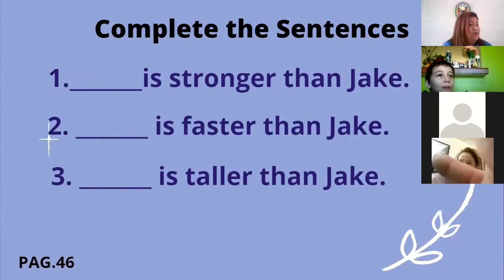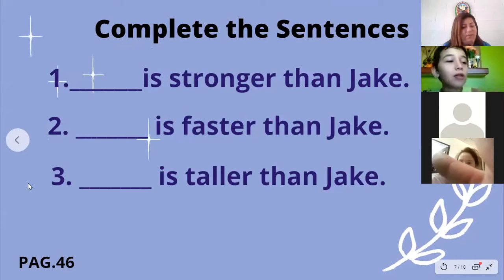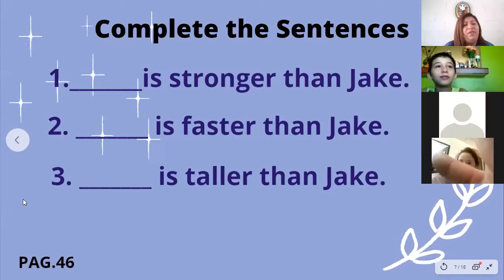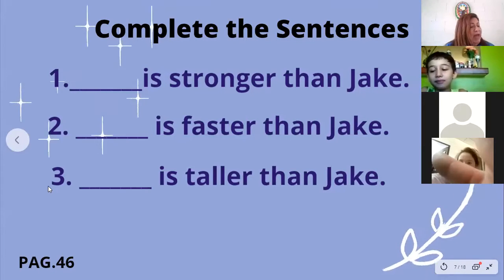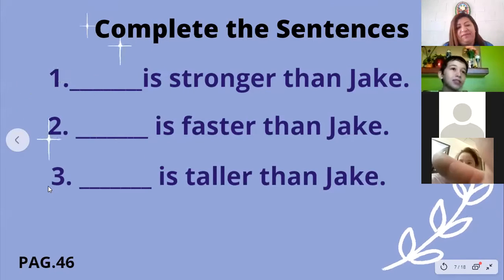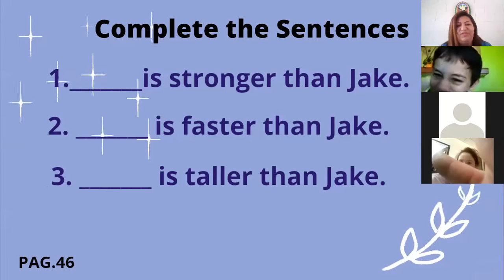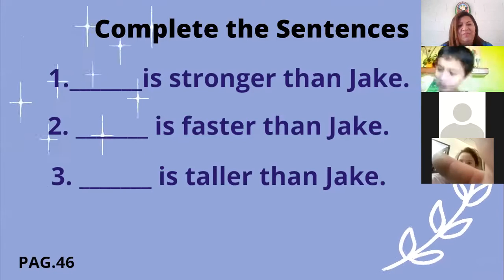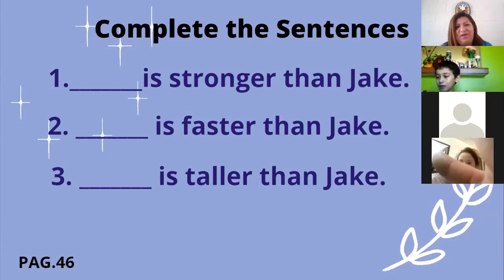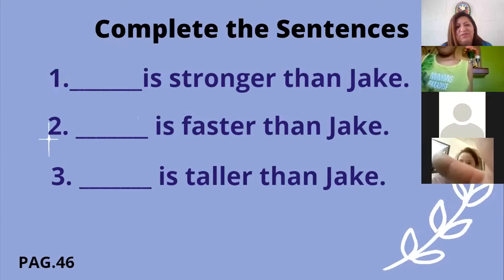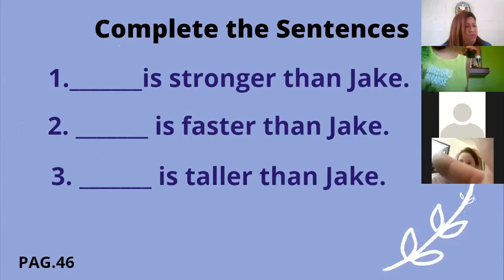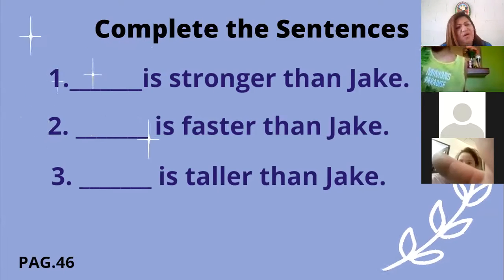Okay, here we can see that Jake is comparing with other friends that he has. So let's answer the sentences. Let's complete them and see how he compared himself. Let's see number one. Blank is stronger than Jake. Who is stronger than Jake? We read the story, and now you know who is stronger than Jake. Help me please with your answers. Write down on the chat the answer for question number 1. Who is stronger than Jake?